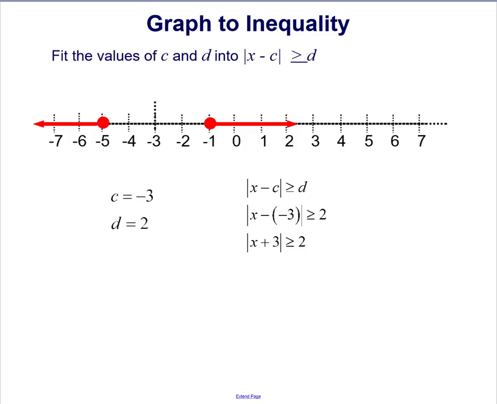Next, we fit the values of c and d into our general equation. The absolute value of x minus c is greater than or equal to d. We know that c is equal to negative 3, d is equal to 2. So x minus negative 3 becomes x plus 3 is greater than or equal to positive 2.